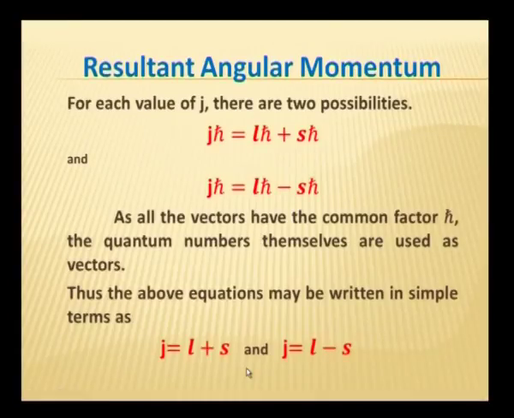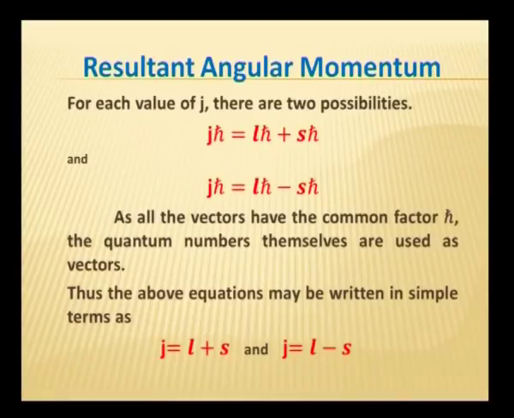And then you have J also. What is J? J is the resultant of L and S. This is what I am showing here. J is the summation of L and S. It can have either L plus S or L minus S. From J, you can have mj. For L you have a projection ml, for S you have a projection ms. Similarly, for J you will have the projection mj.